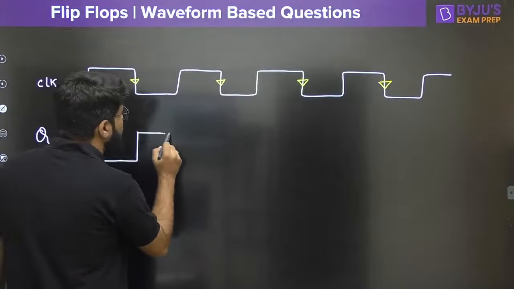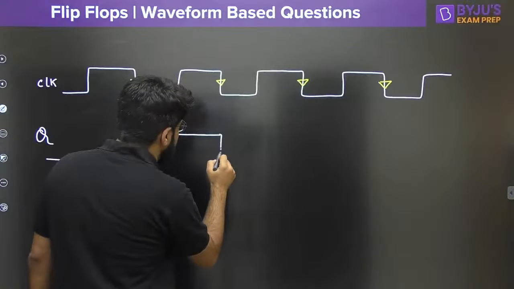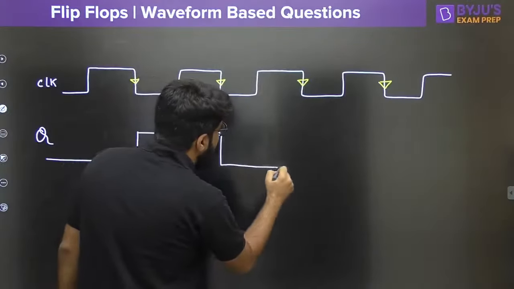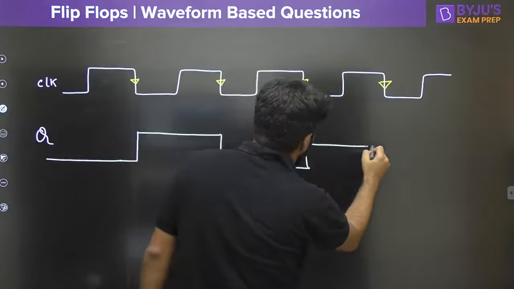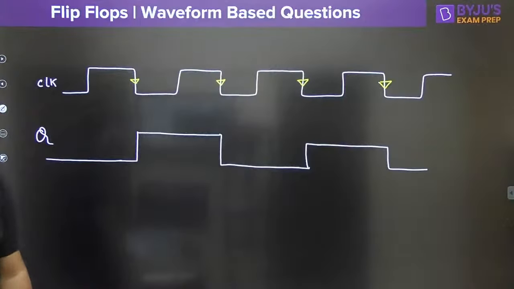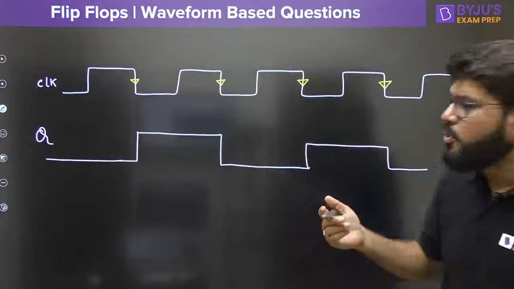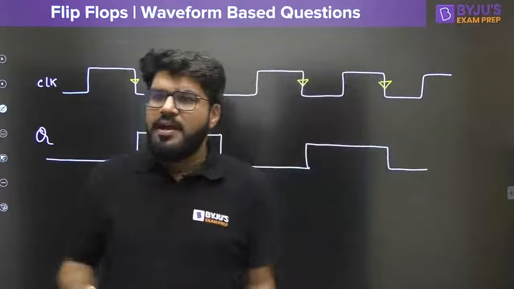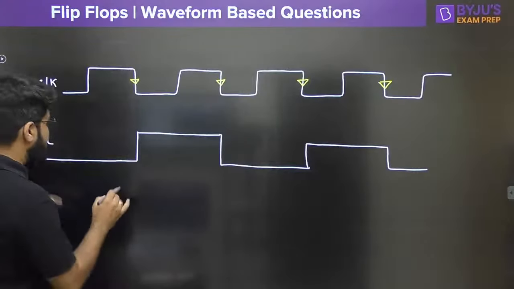Now it will remain 1 until the next negative edge, and at the next negative edge it again toggles and becomes 0. It remains 0 until the next negative edge, and at this negative edge it is going to toggle again, and so on. But this much is sufficient, because the question is asking the time period or the frequency of the output, and to decide the time period we should have the minimum time between repetition. So I'll just highlight this portion.